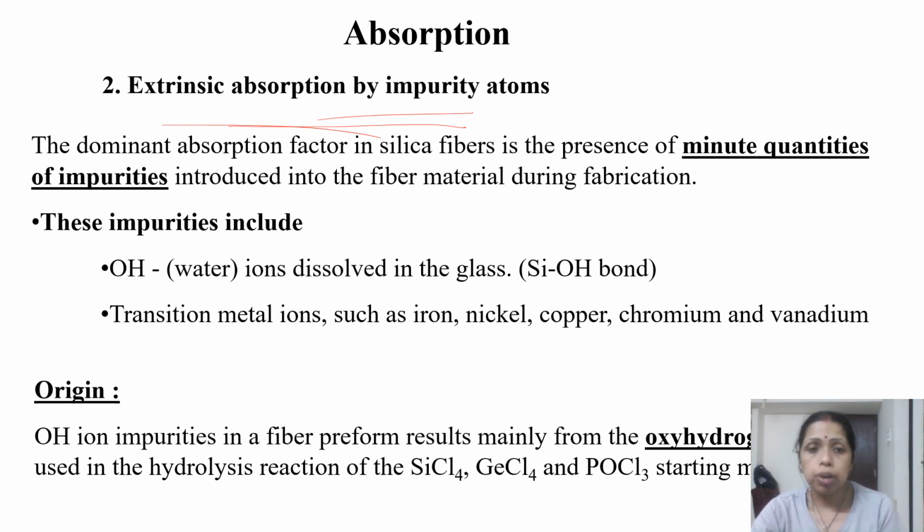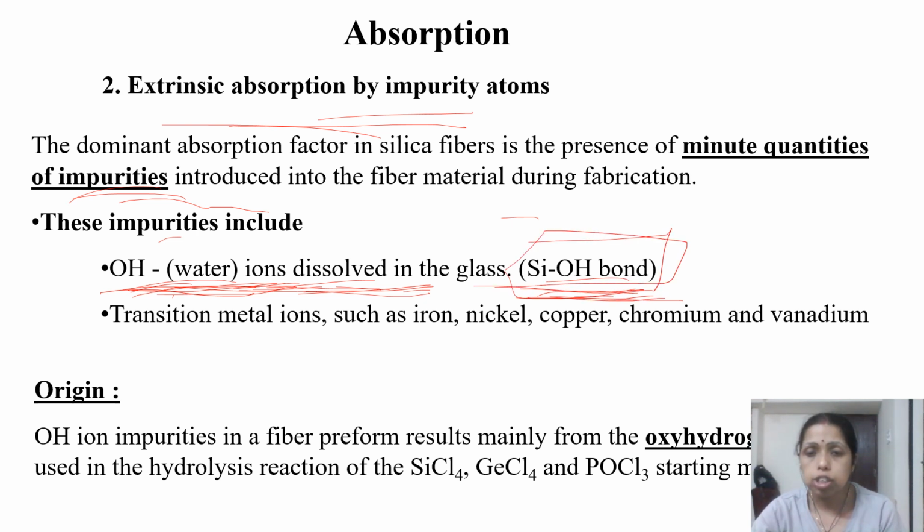So impurity atoms. Sometimes it may happen that when you design any fiber, during the fabrication some extra impurities and extra material atoms can be doped inside the fiber. These are called impurities. So how can these minor impurities be included inside the fiber? Suppose some oxygen, OH ion. When the glass is dissolved with water, then some oxygen ion can create a bond with the glass. The glass is made up of silicon oxide, right? So this can create a silicon oxide bond.